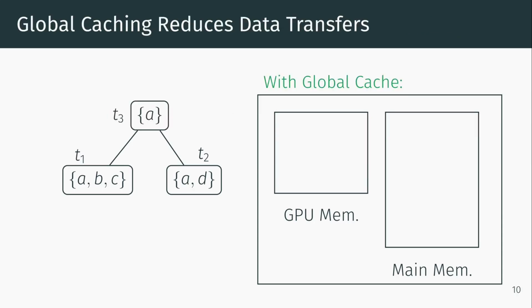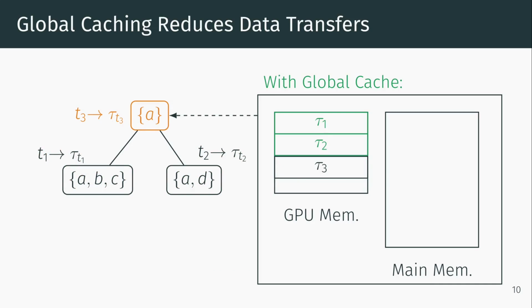In contrast, with global caching enabled, data transfers are avoided wherever possible. So let's consider what happens with global caching enabled. Again, we generate the first result table, but since there's still plenty of GPU memory left, we mark it as cached and just proceed to the next node.